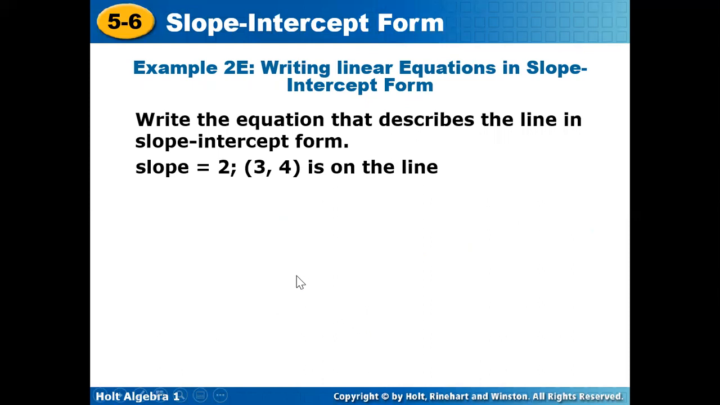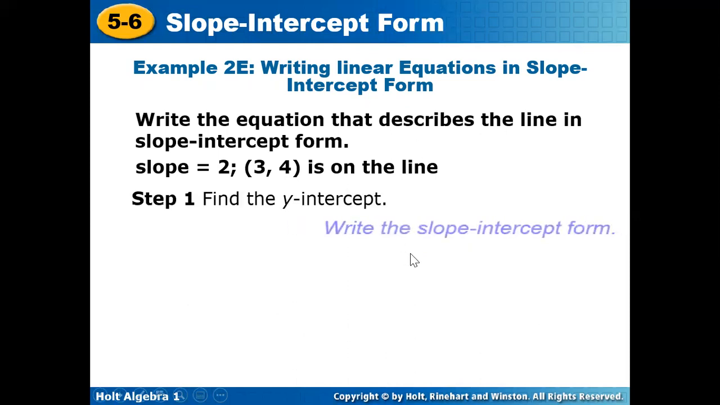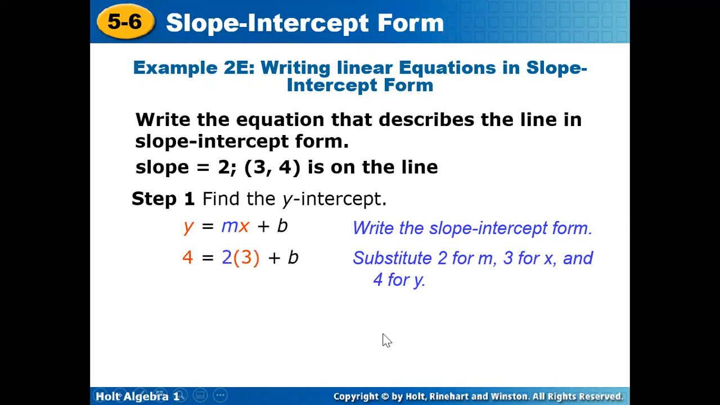All right, now we're going to write the equation that describes the line in slope-intercept form. We know our slope, and we know that the point 3, 4 is on that line. So we need to find the y-intercept. Y equals mx plus b. Substitute 2 for m and 3 for x and 4 for y.